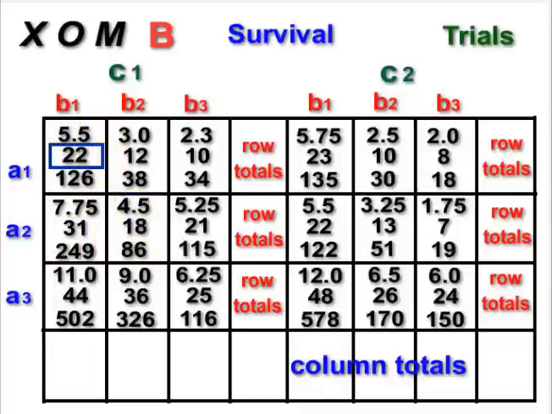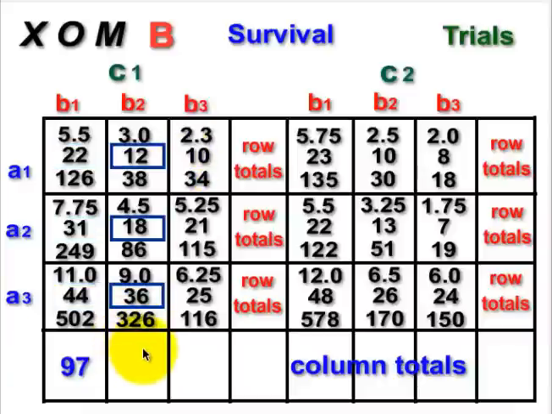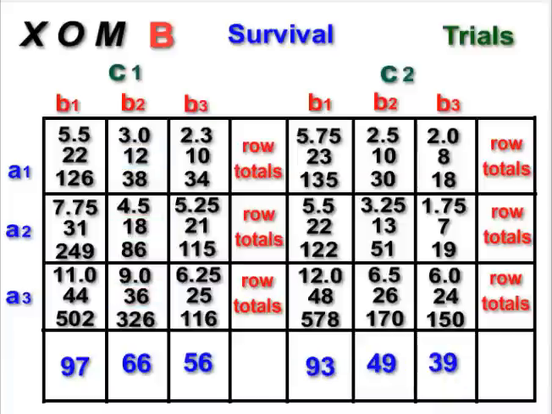So let's find out what the column totals are. We're going to just add up the sums of each group to get a column total. Okay, let's move to the next column. We add those up. 12 plus 18 plus 36 is 66. So there are our column totals.